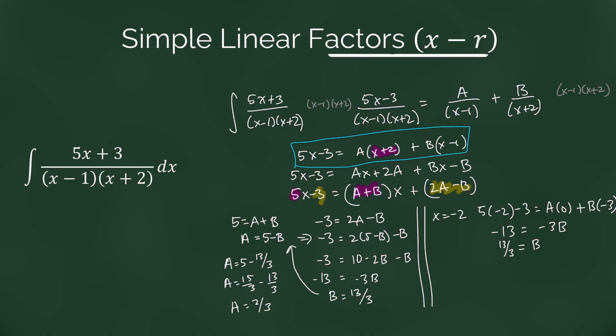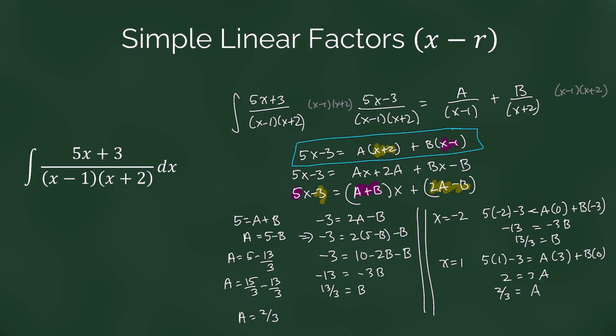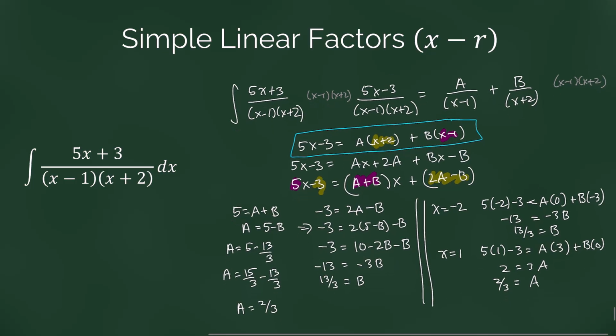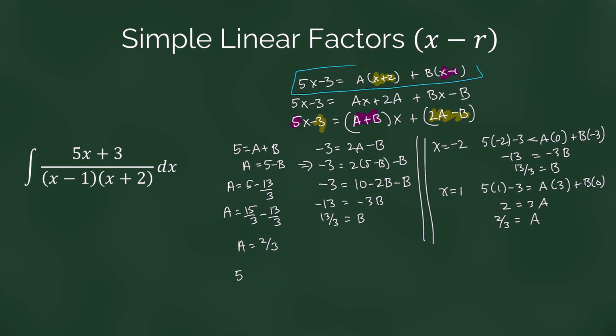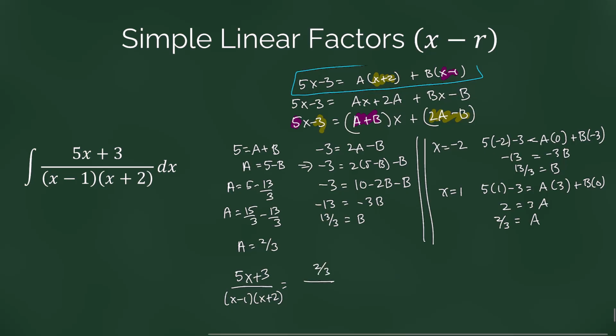Then we can choose x equals 1, noticing that that's going to make this piece 0. So we get 5 times 1 minus 3 equals a times 3 plus b times 0. So that's 2 equals 3a, and we get again that a is 2 thirds. So now we know that our original expression can be rewritten. We're going to write (5x plus 3) over (x minus 1)(x plus 2) equals 2 thirds over x minus 1 plus 13 thirds over x plus 2.